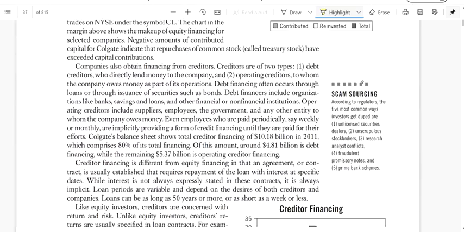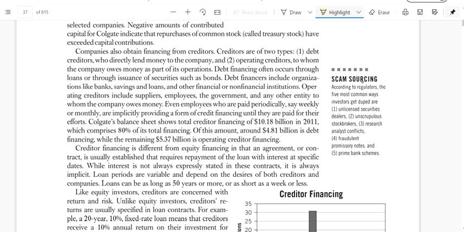Okay, lepas tu kita akan pergi kepada creditors. Companies also obtain financing from creditors. There are two types of creditors. First, debt creditors. Second is the operating creditors. So debt creditors ni who directly lend money to the company. Contoh dia macam bank bagi kita loan. So itu bank ialah debt creditors kita. Operating creditors ni macam supplier, okay? Sebab kata to whom the company owes money as part of its operation.